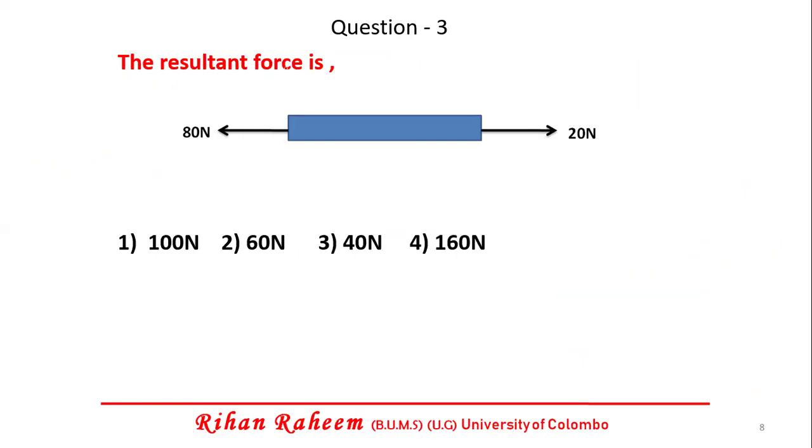Okay, the resultant force is, it's a very simple question. This is collinear forces. The definition of collinear force is the line of action of one force and the line of action of the other force are in the same line. That means when you extend this force and when you extend this force, it's in the same line.